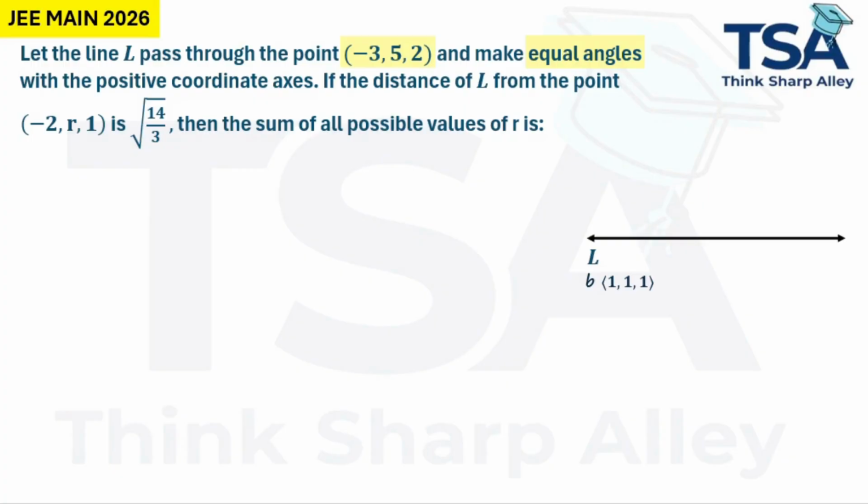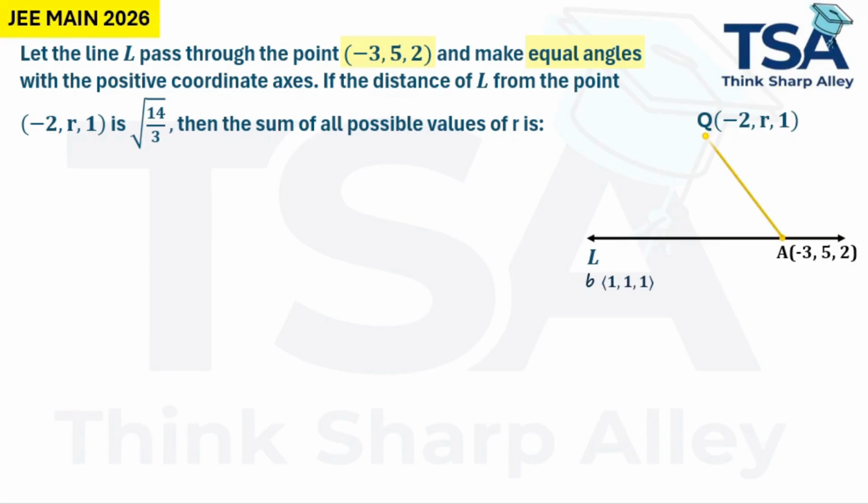Now normally you would use this to write a Cartesian line equation, but we don't need it. Let's look at the pure vector geometry instead, and let's visualize what's actually happening in space. So we have a known point on the line, which is A(-3, 5, 2), and our external target point Q, which is (-2, r, 1).